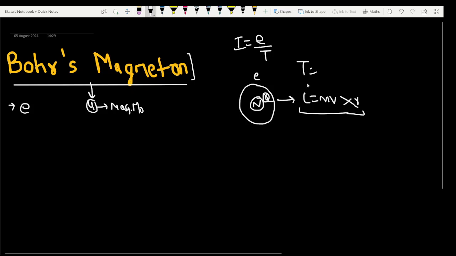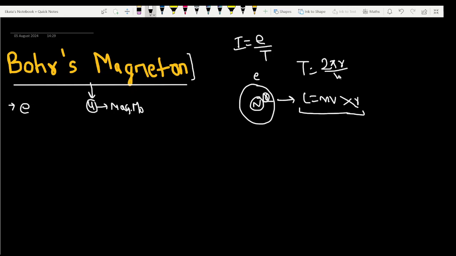What is the time period of an electron moving around the nucleus with speed v? The time period is equal to 2πr upon v. So this is the time period. Now we're going to calculate the magnetic moment of that electron.